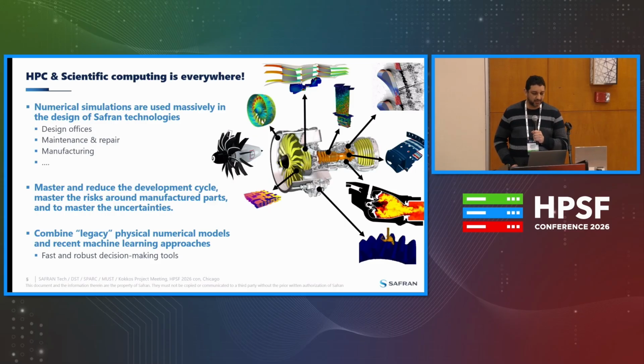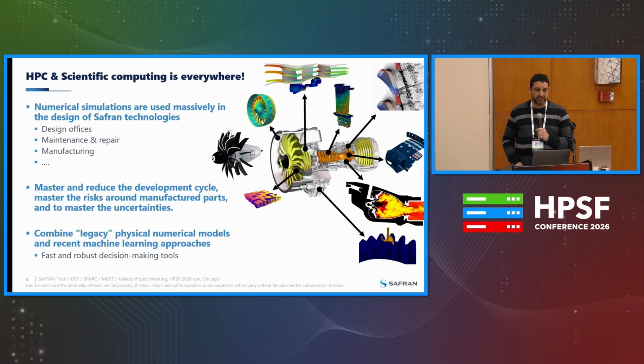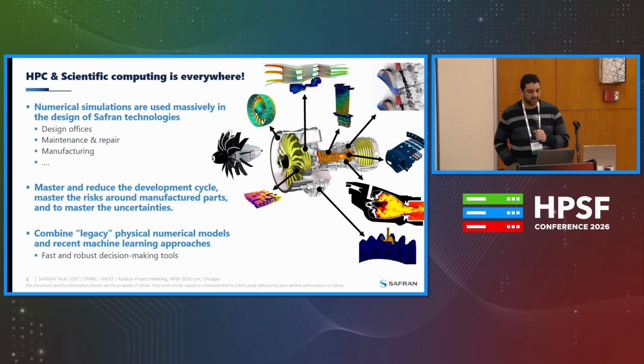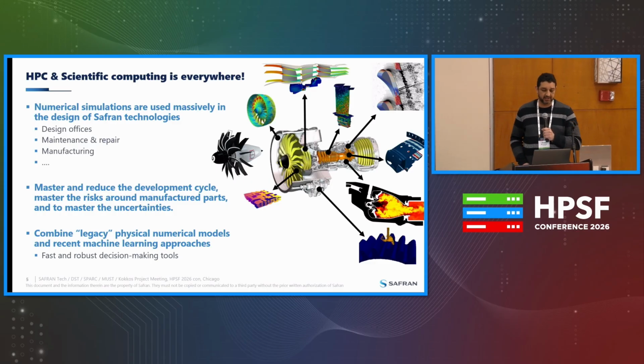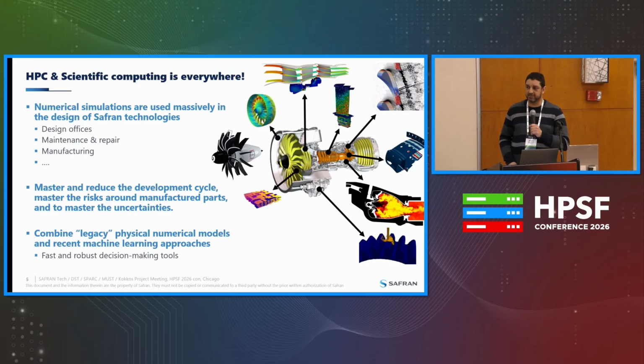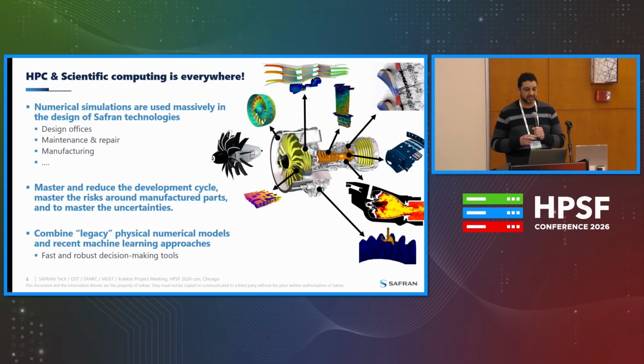And we also have HPC and scientific computing for mastering and reducing the development cycles, to master the risks around the manufactured part, and also to master the uncertainties that may come from the environment, the material, or for example, the manufacturing process. And we also use HPC and scientific computing with our AI colleagues, in order to combine physical numerical models and some recent machine learning approaches in order to design fast and robust decision-making tools.